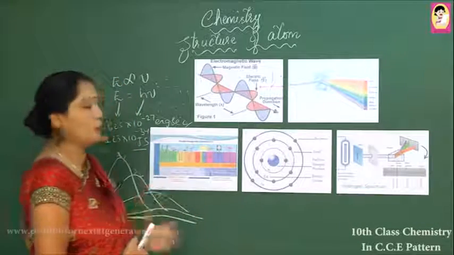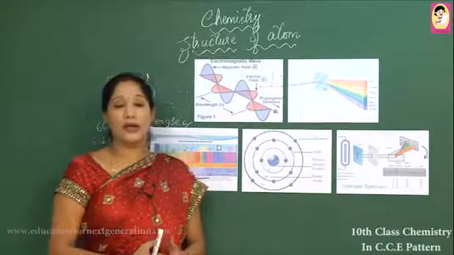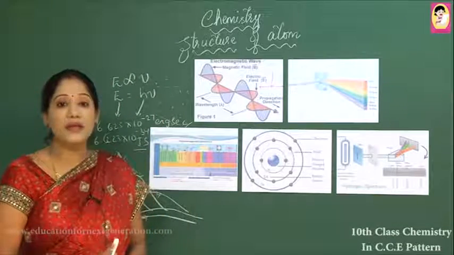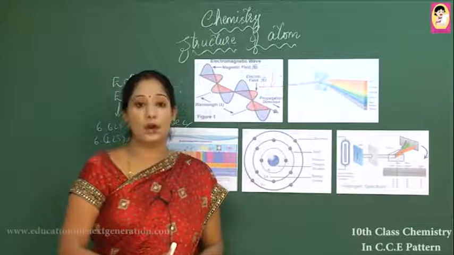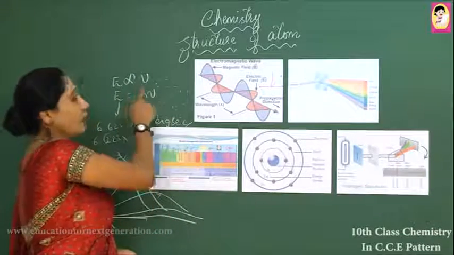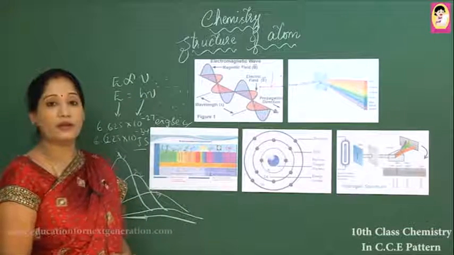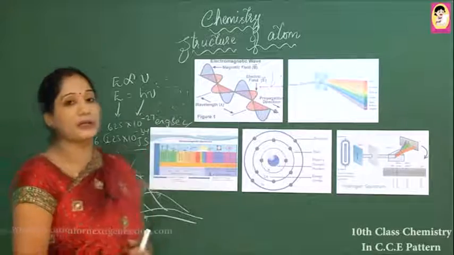So, according to Planck's quantum theory, energy can neither be created nor destroyed; energy is emitted or absorbed in the form of small packets called quanta. So, the relationship is that E is directly proportional to the frequency of radiation. This is the characteristic property.